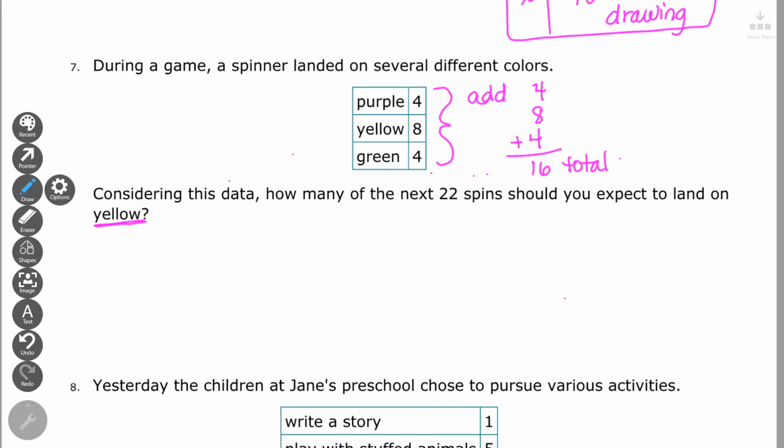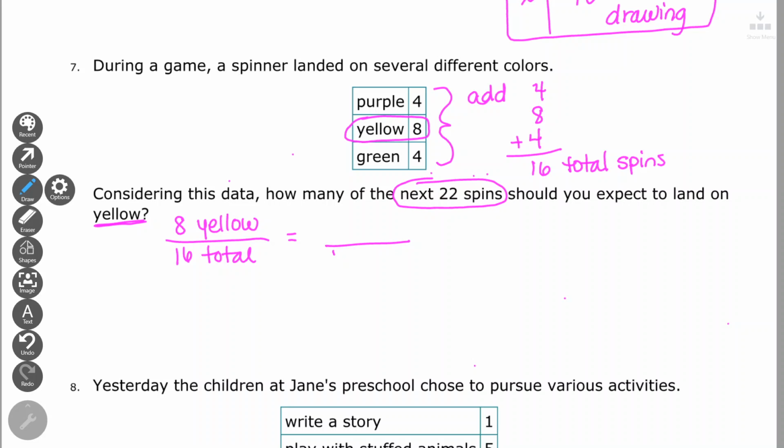So there are 16 total spins. And it says, how many would you expect to land on yellow? Well, how many did land on yellow? 8. So 8 landed on yellow, and this is our first fraction, over 16 total spins. Now, how many of the next 22 spins, so that's going to be our total, that goes on the bottom, 22 total, would you expect to land on yellow? Well, we don't know how many are going to be yellow, so that's where we're going to put our X on the top. Now we can cross multiply since we have this proportion set up.